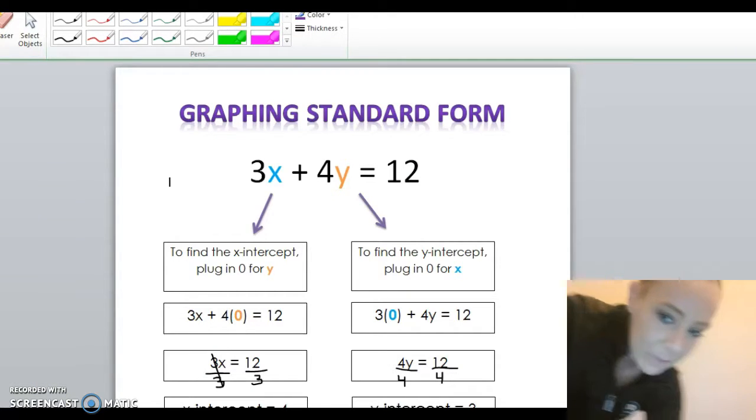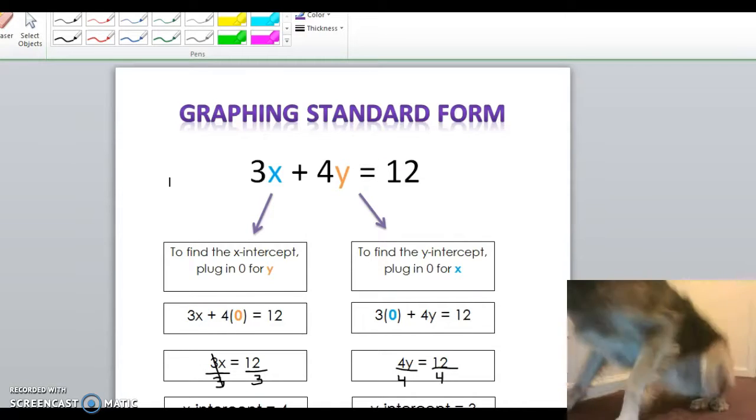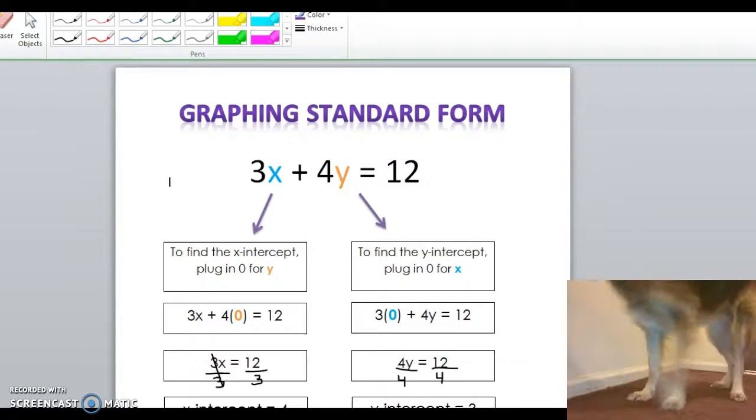Look who I found, everyone. Like math, Lincoln? No. You're scared of standard form, aren't you?